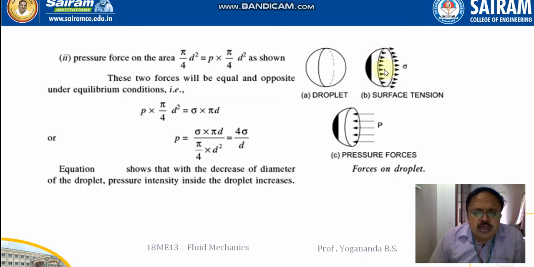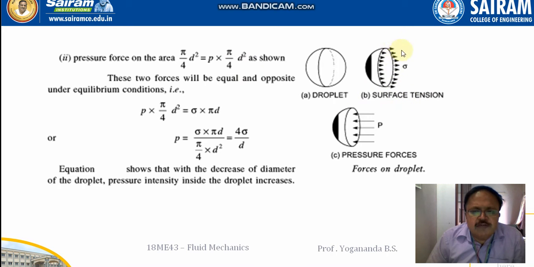That is sigma. And that is the pressure force acting on this circular area, with pressure P. The area is pi d square by 4. Now pressure is equal to force by area, so force is pressure into area. So the pressure force is P into pi d square by 4.